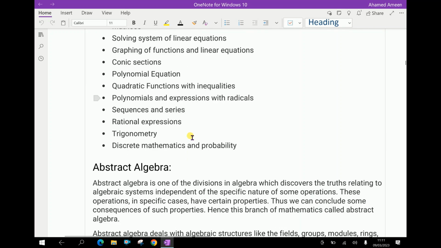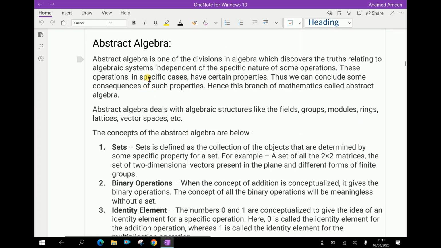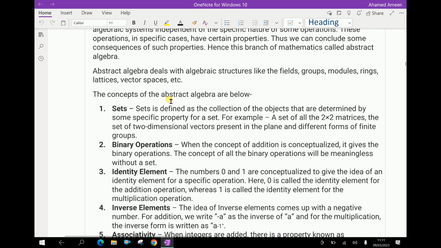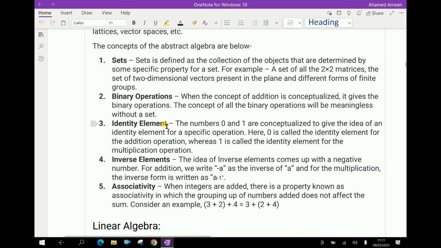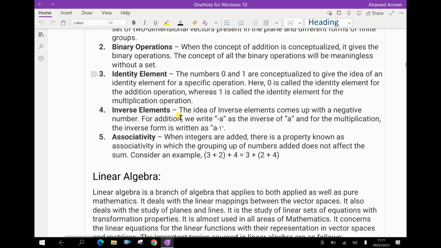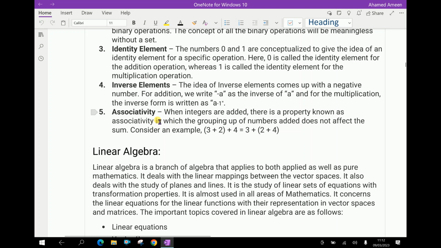All inclusive algebra. Abstract algebra is one of the divisions in algebra which discovers the truths relating to algebraic systems independent of the specific nature of some operations. These operations in specific cases have certain properties. Thus, we can conclude some consequences of such properties. Hence, this branch of mathematics is called abstract algebra. It includes set theory, binary operation, identity elements, inverse elements, associativity.